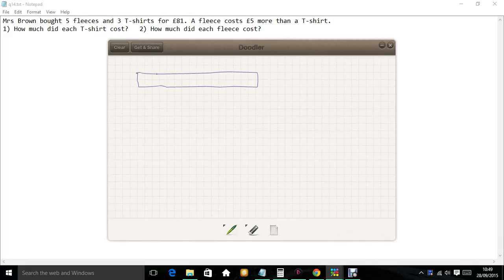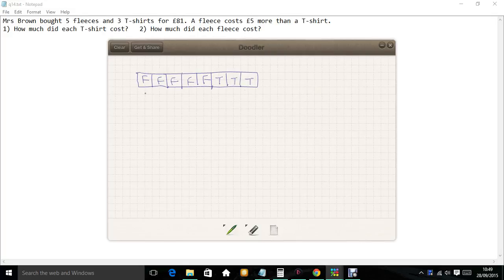Okay. Usually I just draw the letters. So what I'm going to do is draw the letters in here. You could have just written the letters. So 3 fleeces, 4 fleeces, 5 fleeces, and 3 t-shirts. At the moment, I've represented them as if they all cost the same, but we know that they don't.